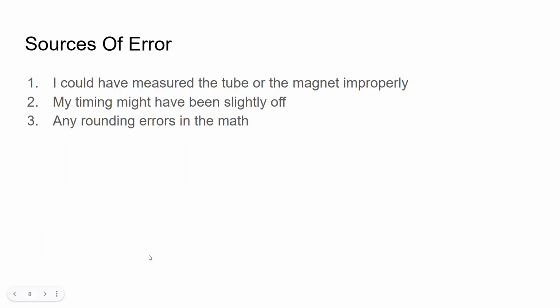Some possible sources of error could have been me measuring the tube or the magnet improperly, which would give improper readings in the code and would end up having the magnet fall faster than what happened in real life. My timing might have been slightly off, and any rounding errors in the math, as well as if the magnet hits the side of the walls of the tube in real life, that will slow it down on top of Faraday's law.